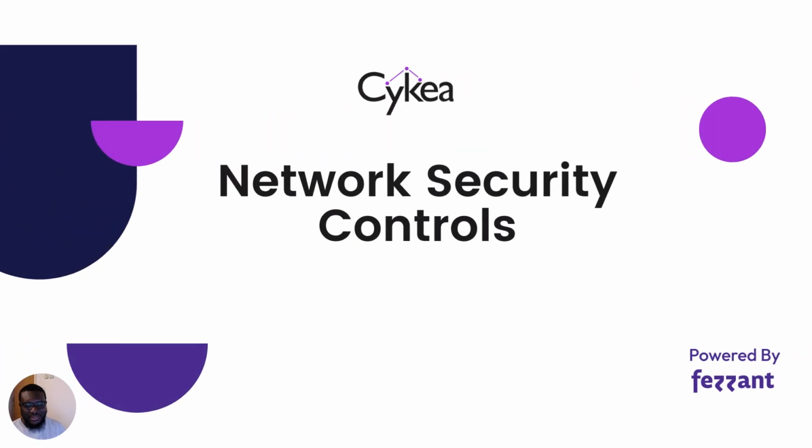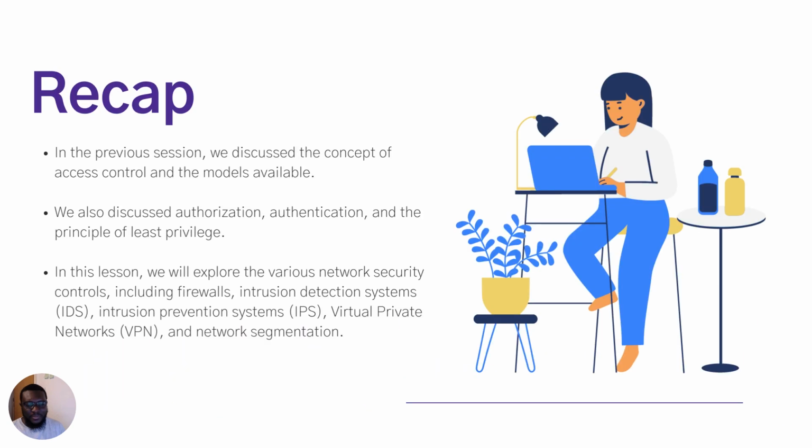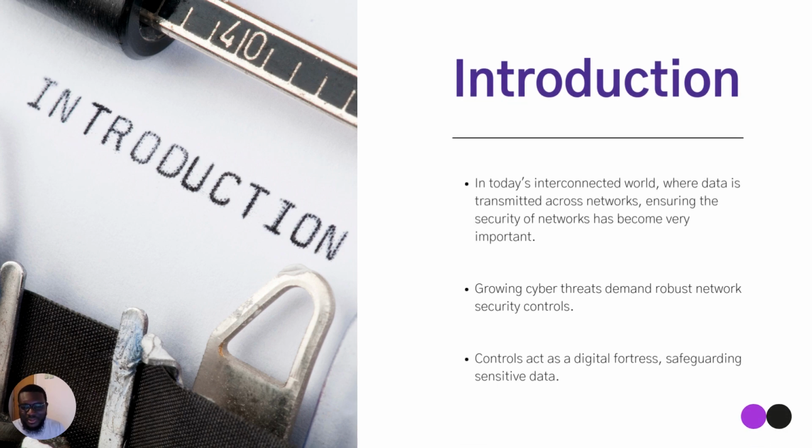Let's talk about network security controls. In the previous session, we discussed the concept of access controls and the different models of access control. We also discussed authorization, authentication, and the least privilege principle. In this lesson, let's explore the different types of network security controls: firewalls, intrusion detection and prevention systems, VPNs, and network segmentation. In today's interconnected world, data is always transmitted across networks.